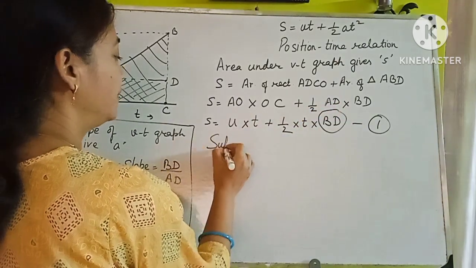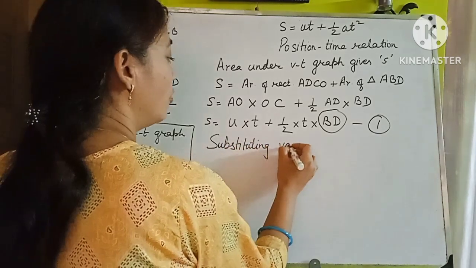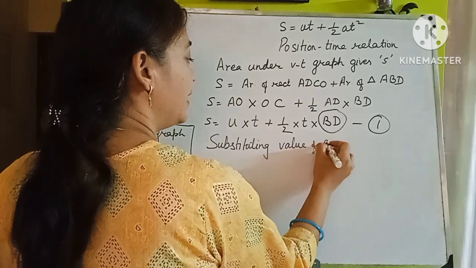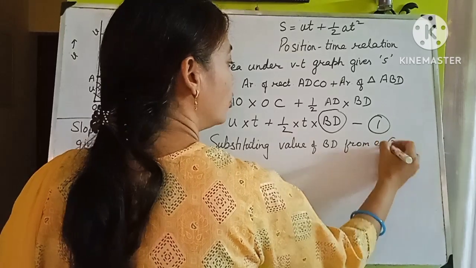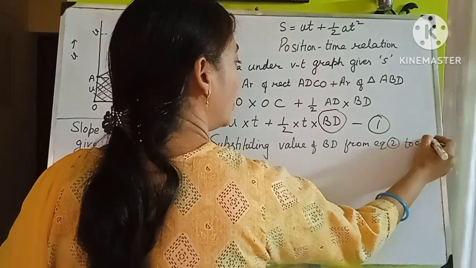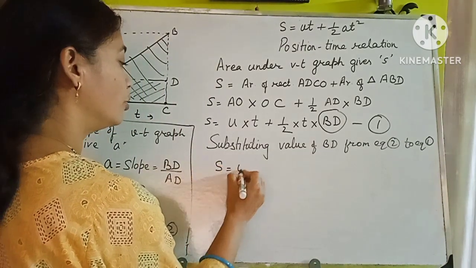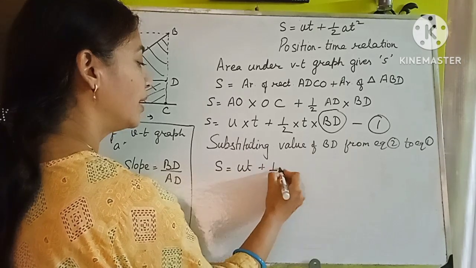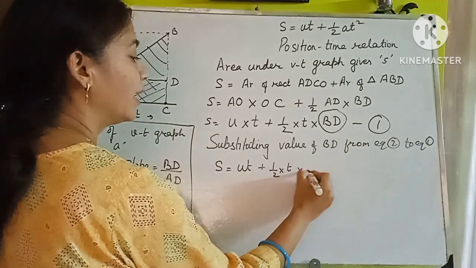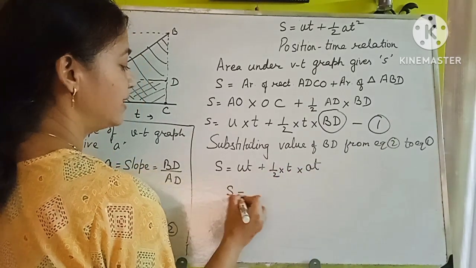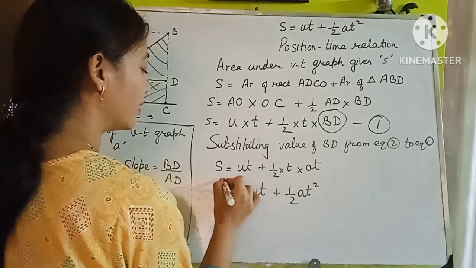So write: substituting the value of BD from equation number 2 into equation number 1. Just substitute it. What will you get? You will get S is equal to ut plus half into t into BD. What should I write BD as? See here, at. And here you get your relation: S is equal to ut plus half at square.